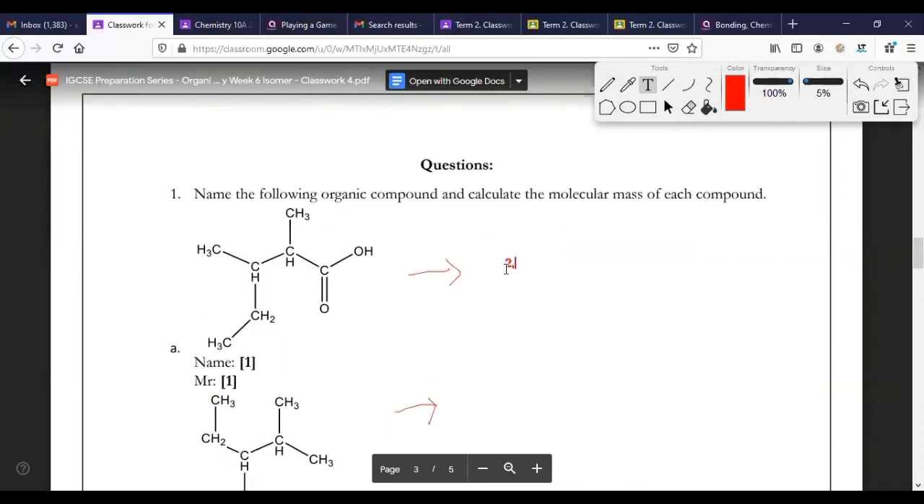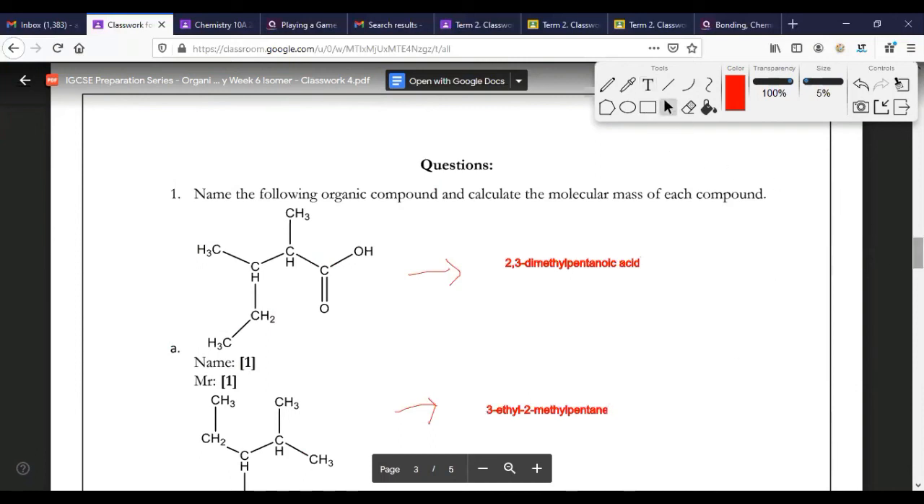2,3 dimethylpentanoic acid. For this question, it is 3-ethyl-2-methylpentane. Is that clear? Okay.